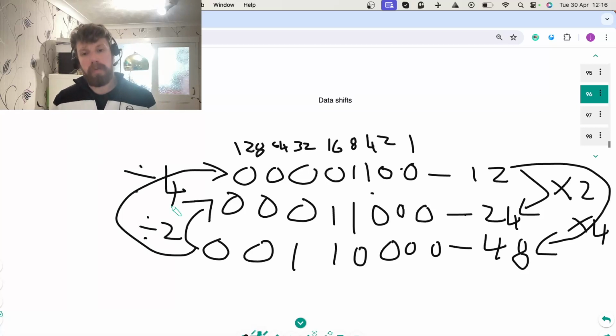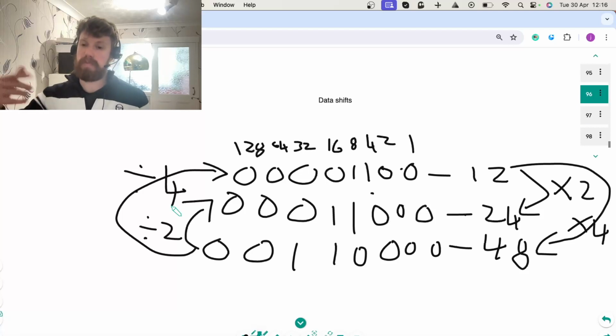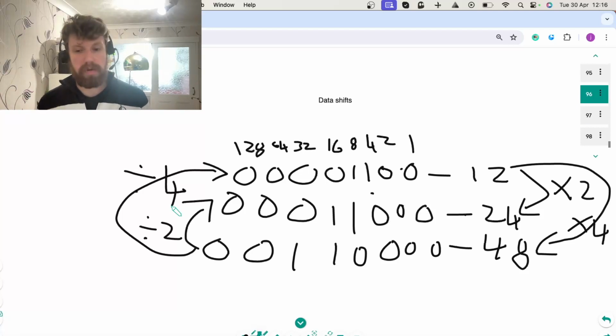And the common question that they might ask you is what effect, say, a 3 shift has or a 2 shift has. And as long as you remember, the first one is 2, the next one is 4, the one after that is 8, and it just keeps multiplying by 2, you'll be absolutely fine.